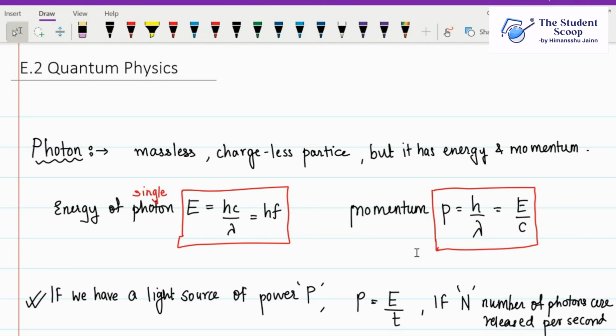A photon is a massless, chargeless particle, but it does have some energy and momentum associated with it. The energy of a single photon, we already learned this, we can calculate using hc by lambda or hf. And the momentum of a photon is calculated by h by lambda or E by c. H by lambda is Planck's constant upon the wavelength of the photon or electromagnetic wave, or it can be energy upon speed of light. Okay.